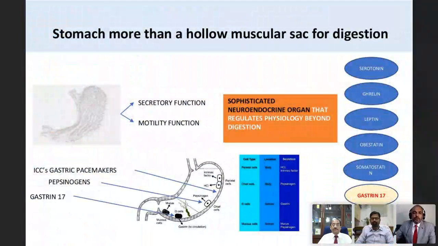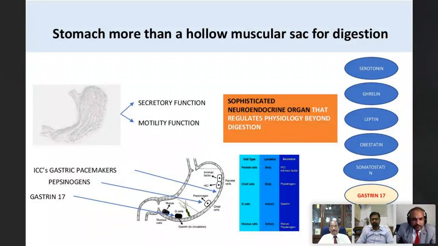So the stomach, as we know, is traditionally known to be a hollow muscular sac with its primary capability being digestion, which is enabled by two important functions: the secretory function and, because of an inherent characteristic, motility. But the stomach is much more than a simple organ for digestion. It is in fact a highly sophisticated neuroendocrine organ with functions and physiology that go beyond digestion and impact even systemic conditions.